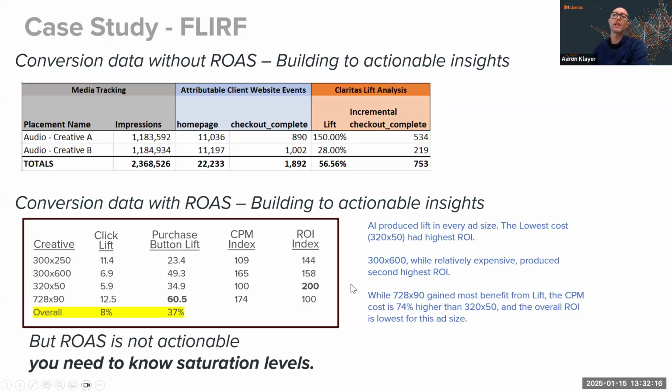But return on ad spend is not yet actionable, because what we are measuring with return on ad spend in the rear view mirror is what had occurred, not what will occur next if you continue to run ads in these channels. So you need to know saturation levels. If you've already exposed an audience or a certain channel, they've already responded to the ad, or they may not be responding to the ad. So the marginal return that you will get at the saturation levels is going to decrease over time.